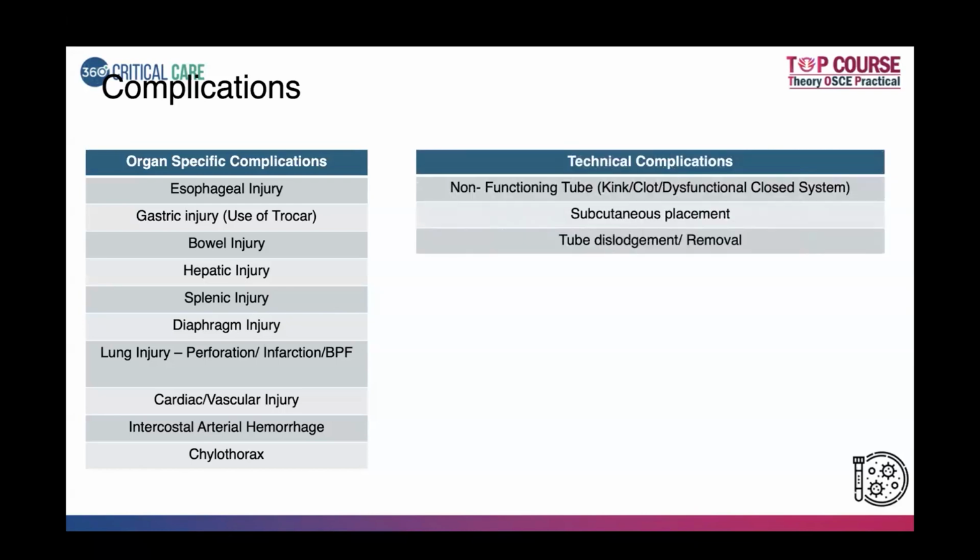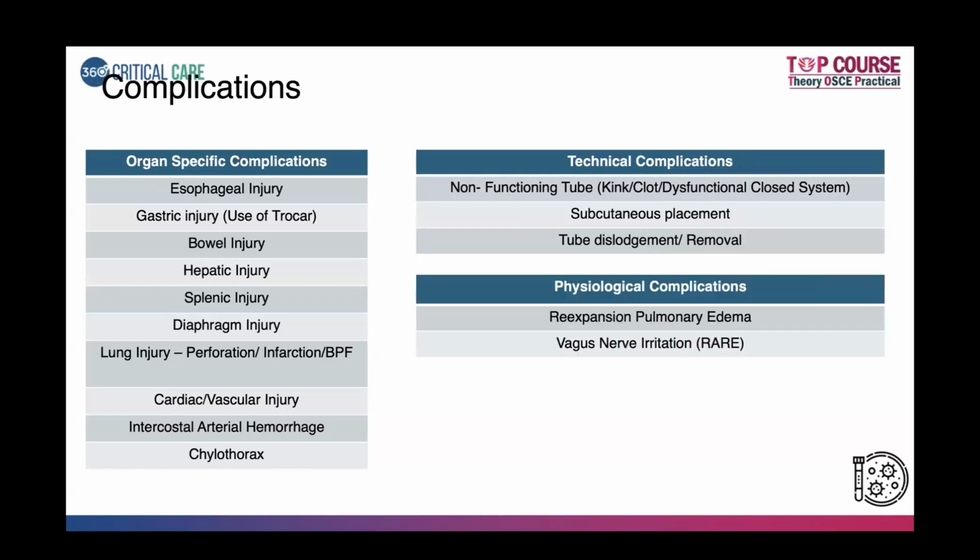Then you can have technical complications, whereby there can be a non-functioning tube because of a kink, clot, or a dysfunctional closed system. There can be a subcutaneous placement, especially in very obese patients, whereby you may not be able to identify the plane correctly. There can be tube dislodgement or removal, or there can be physiological complications like re-expansion pulmonary edema, and in very rare circumstances, vagus nerve irritation.